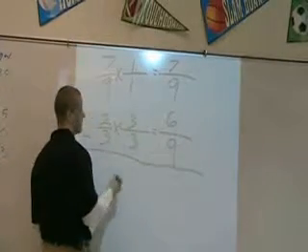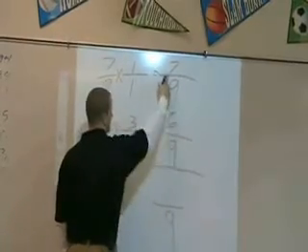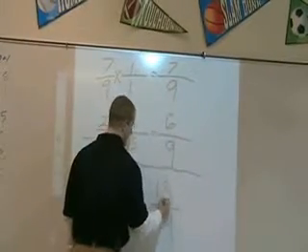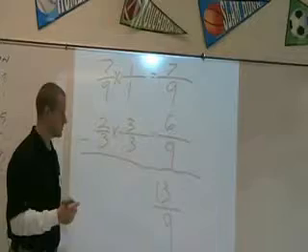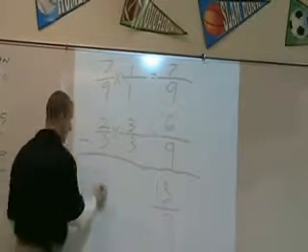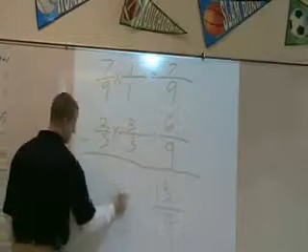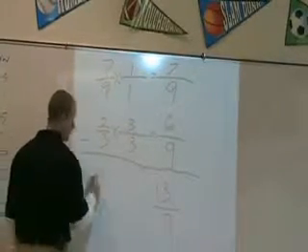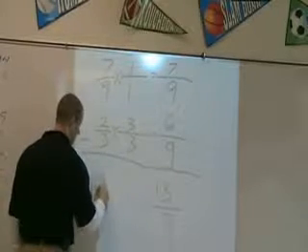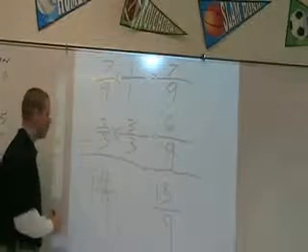So now can I subtract these? You betcha. 9, and then 7 minus 6 is 1. So now I would have to take my improper fraction, make it into a mixed number, divide it out. And you would divide it out and you would get 1 and 4/9. Okay?